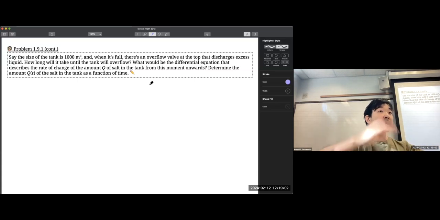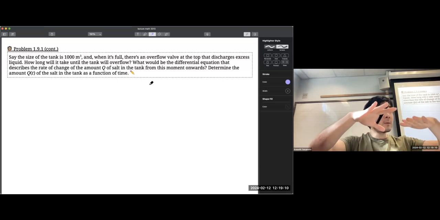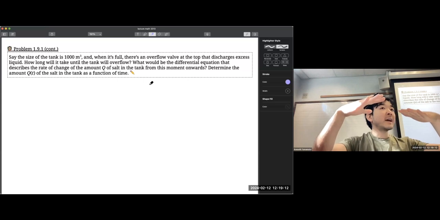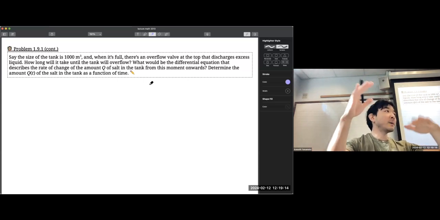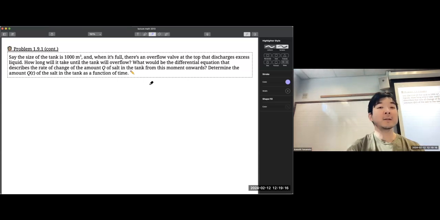So your faucet might be adding water faster than the drain can actually handle. The volume of the water in the bathtub will go up, but then there's a limit. At the top, it'll just overflow into some overflow valve, or it'll just go onto your bathroom floor. And so let's say that's what's going on here.